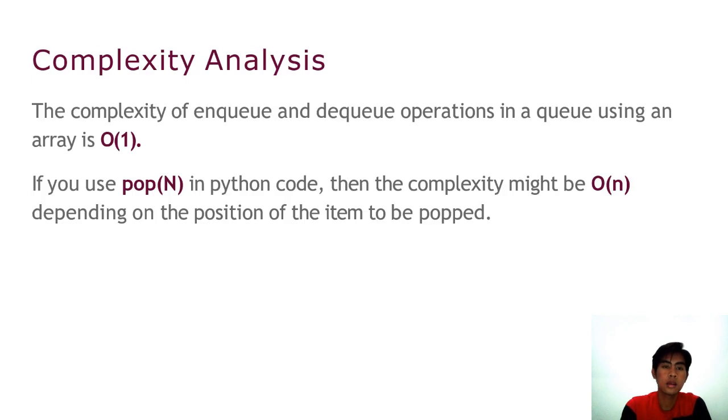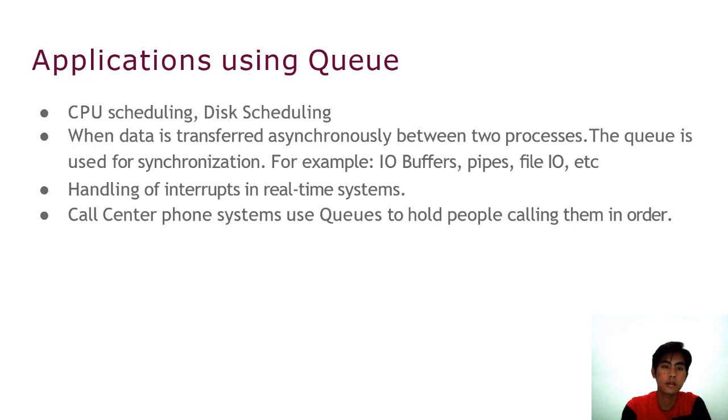Okay, next, complexity analysis. The complexity of enqueue and dequeue operations in a queue using an array is O(1). If you use pop in Python code, then the complexity might be O(n), depending on the position of the item to be popped.